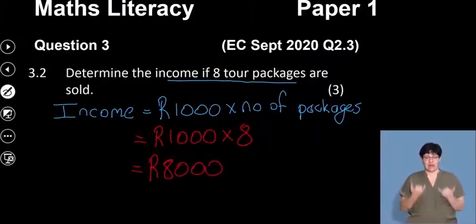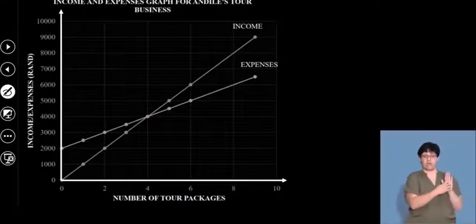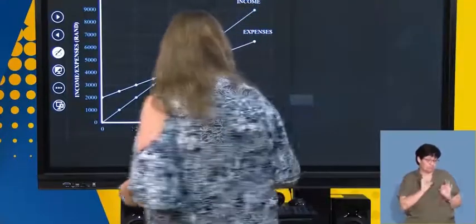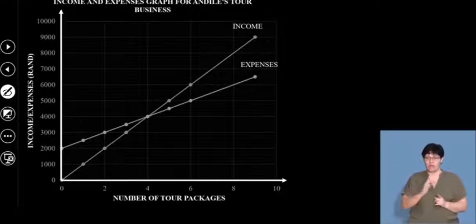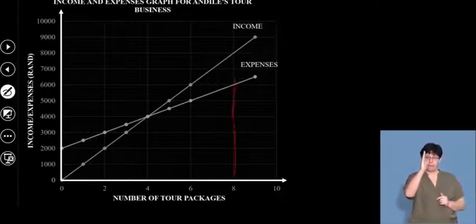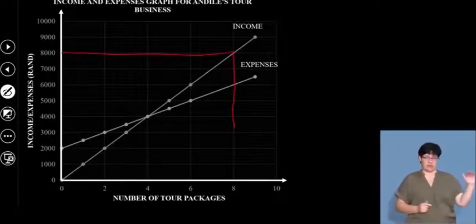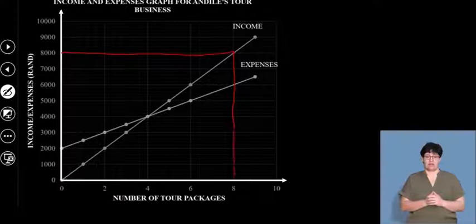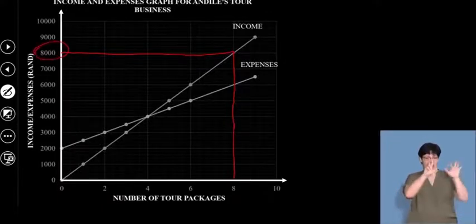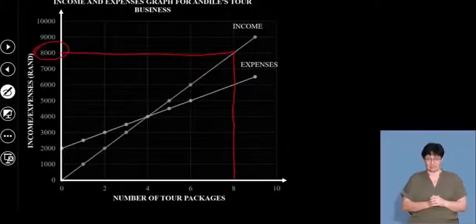Now I'm going to go to my graph and I'm going to double check that I actually have this correct. So now I'm going from my graph up to the graph, remember it's the income graph, and then I'm going to go across, and I see that it's 8,000. So I've got my answer correct and I've done the calculations.